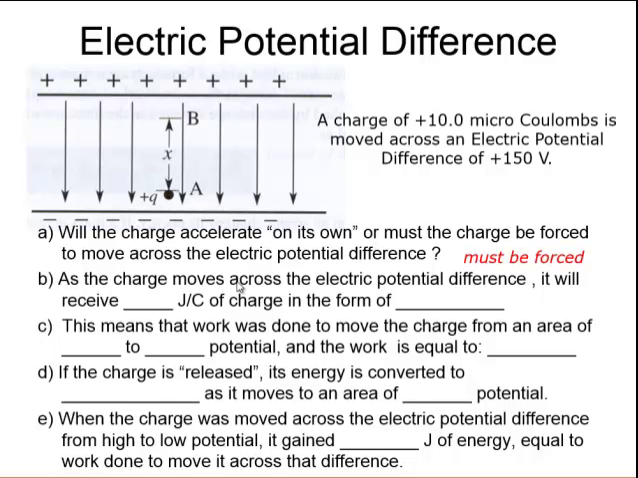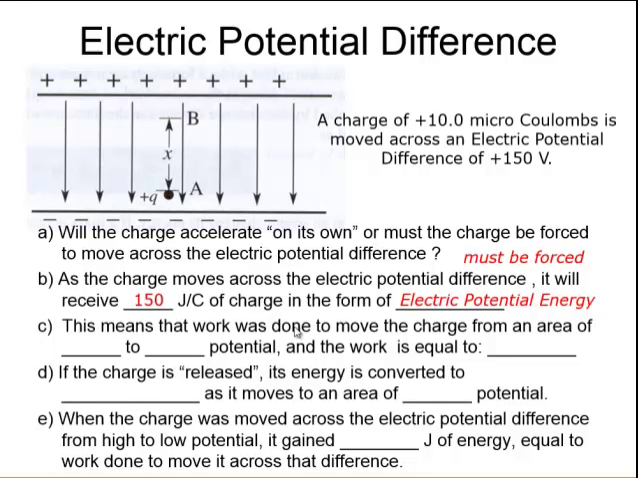As the charge moves across the electric potential difference, how much energy per coulomb will it receive? Well, it will receive 150 joules per coulomb, so that means it will receive the electric potential difference, which is found in the form of electric potential energy. So for every coulomb of charge, there's 150 joules which is going to be gained as it moves from one position to another, that potential difference.